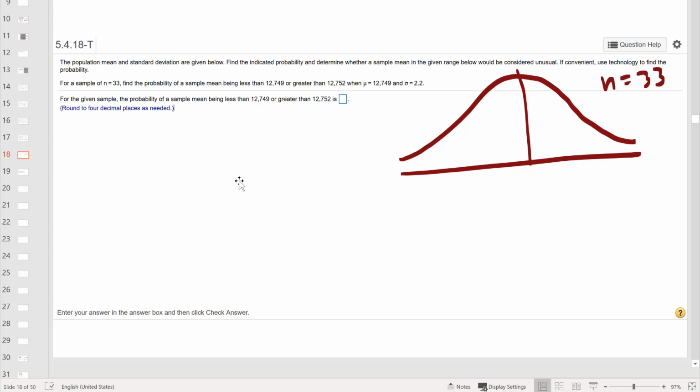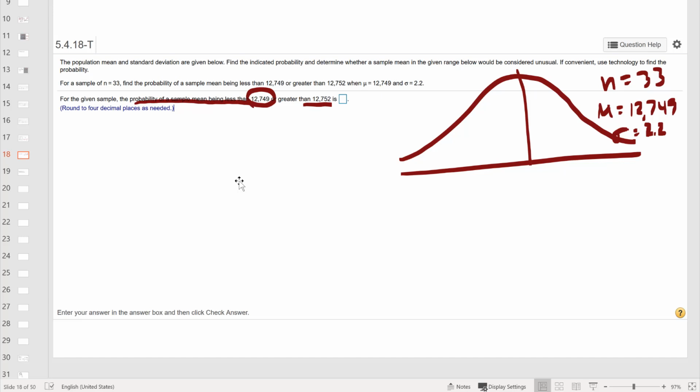And it says that the probability, given a sample, of the sample mean being less than or greater than that. Okay, mu is 12,749, and standard deviation is 2.2. Whoa, that's a very small standard deviation for something that large. So 2.2 units already carries out so much. Okay, what do we got here? This is why it's a trick question here. So let's do this here. So for a given population, the probability of a sample mean being less than 12,749 or greater than this number.